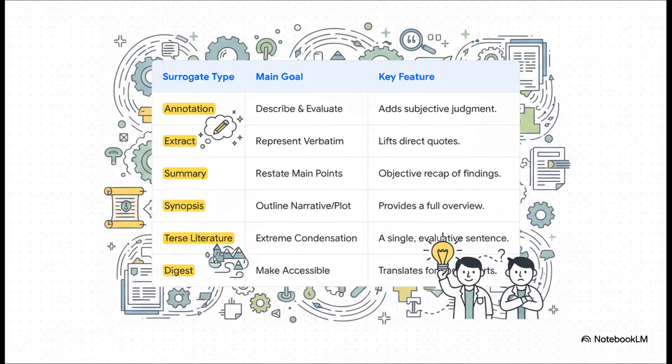If you need a quick, subjective opinion, you're going to want an annotation. If you need the author's exact words, you'd grab an extract. And if you need to explain complex science to a non-scientist, the digest is your absolute best friend. Just take a second to see how each one fits a really unique role.